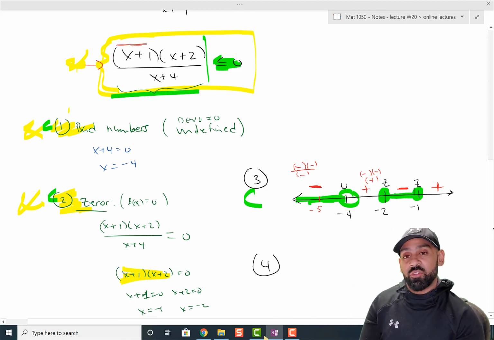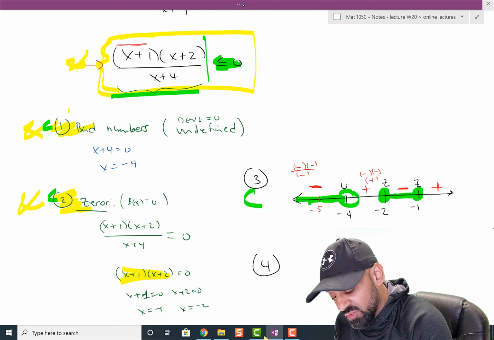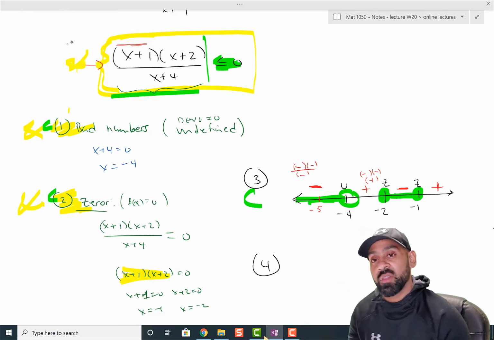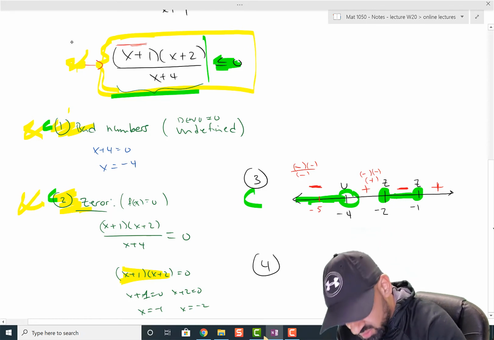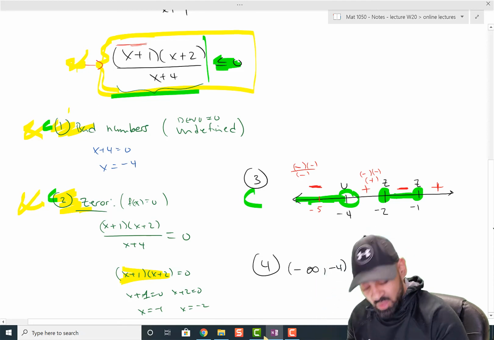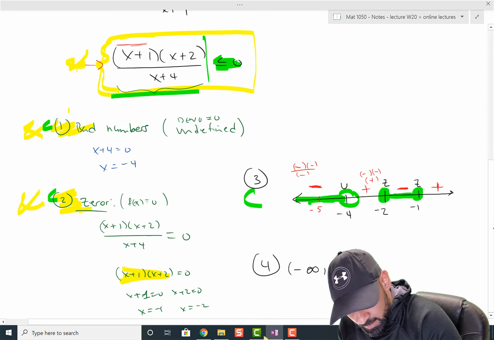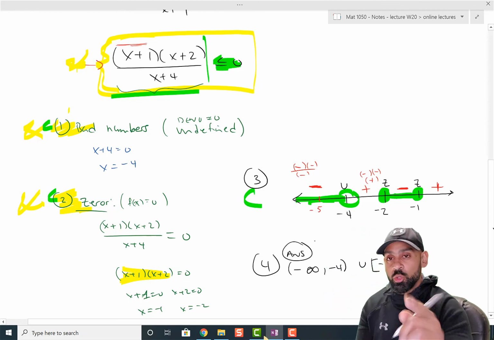So the answer to this inequality is not just one simple x is less than something else, like how we normally have for the linear guy. It's everything we have shaded in green. So what is this going to be? That's negative infinity to negative 4, soft, union negative 2 to negative 1, hard. And that's the answer. Because that's the answer you were looking for.